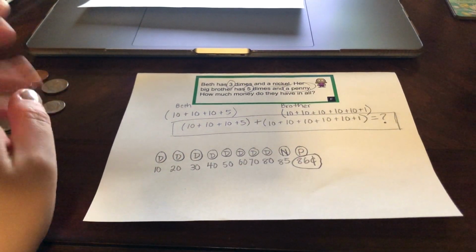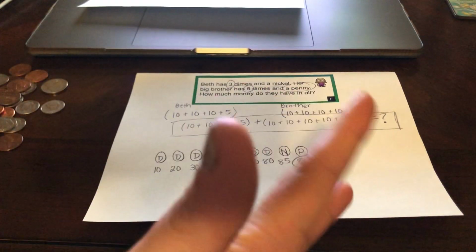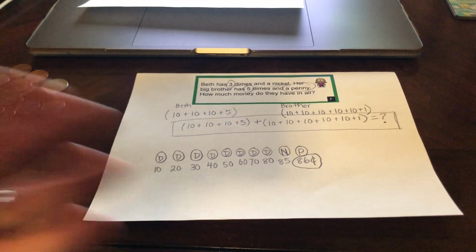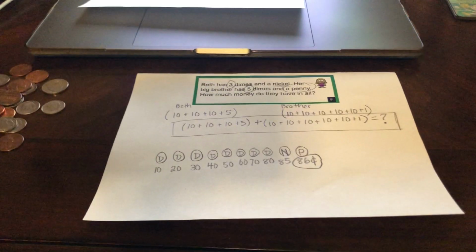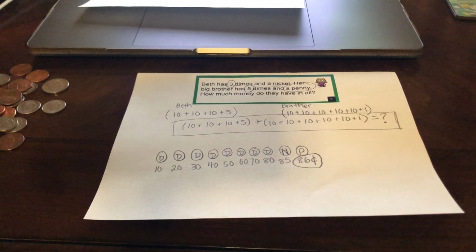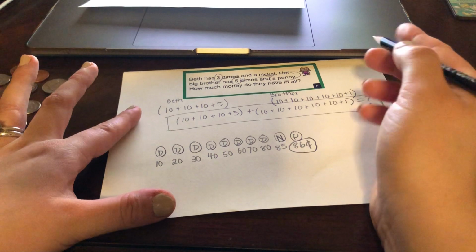So you could have done it this way, or you could have figured out what Beth has and then what her brother has, and then add them up together that way. Whatever strategy you want to use is totally fine. Just make sure to show your work when you solve the problem. The last thing to do would be to answer in a full English sentence.